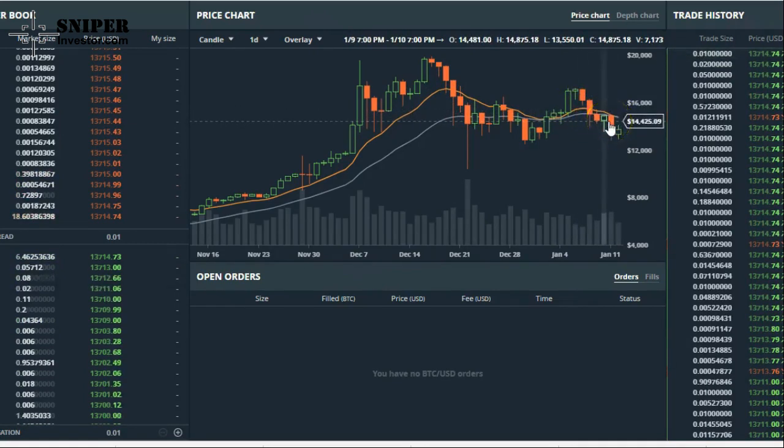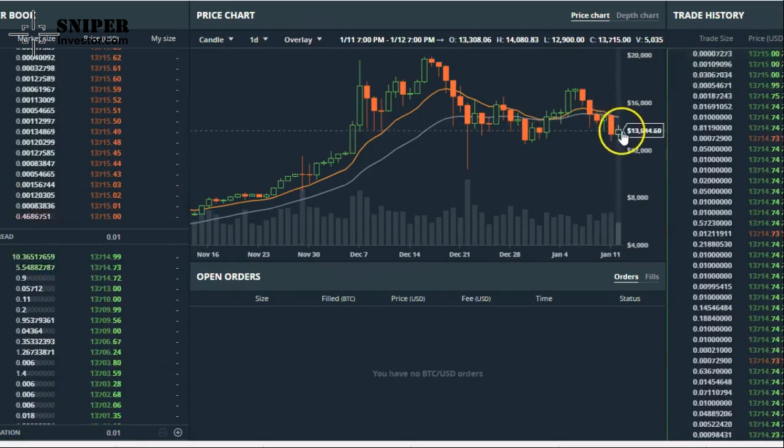So right now, based strictly on moving averages without looking at anything else and not having anything else pulled up, I'm saying this is a bearish underlying cryptocurrency today. Right now it's at $13,714.99.